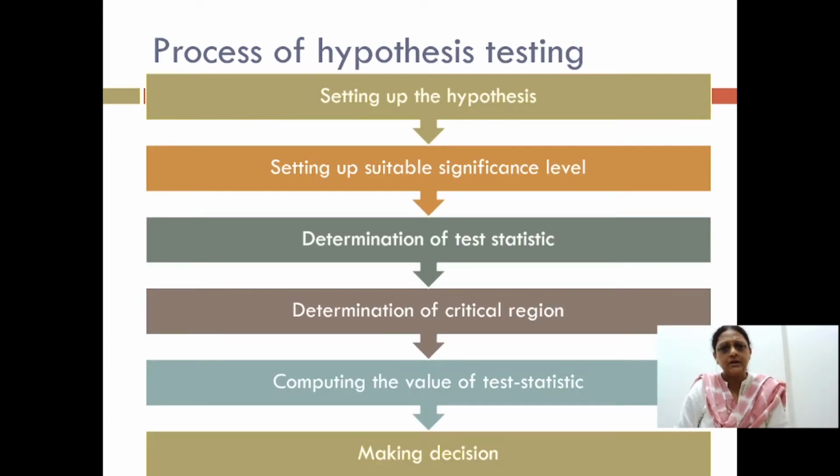So there is a typical 6-stage process for hypothesis testing. First stage is about setting up the hypothesis. Then comes setting up a suitable significance level. Then there is a determination of the test statistic. There is a determination of the critical region and computing the value of the test statistic. And at last, making the decision. So, what is the first stage?